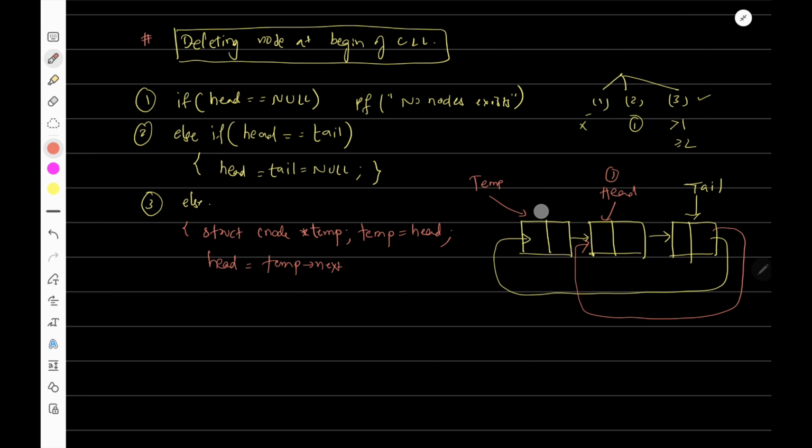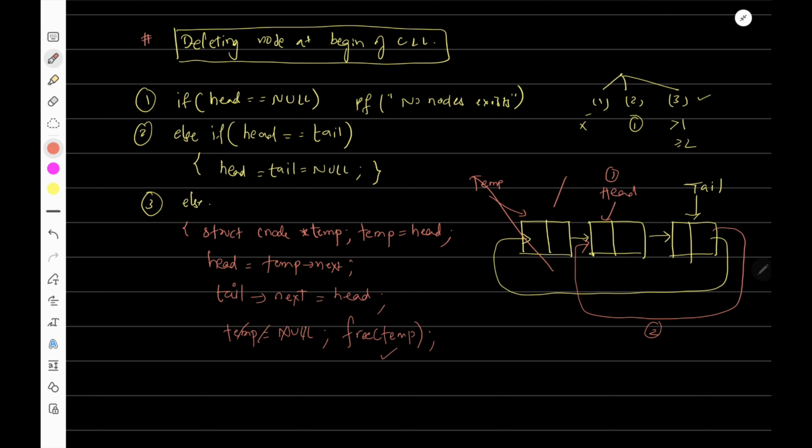So this is no more a head. The first step is done. In the second step, I will assign the tail to the head. So tail arrow next is equal to head. This connection, the second connection, was established. And I can also make this temp null, or I can simply do free temp.